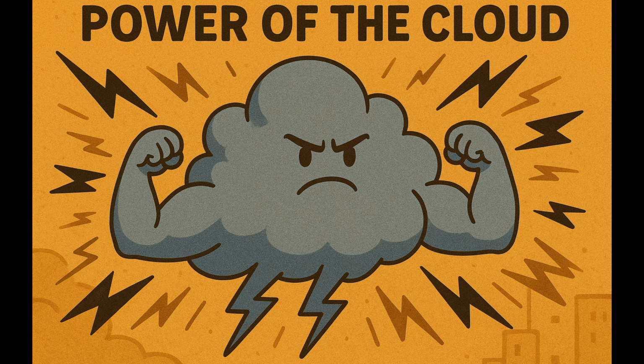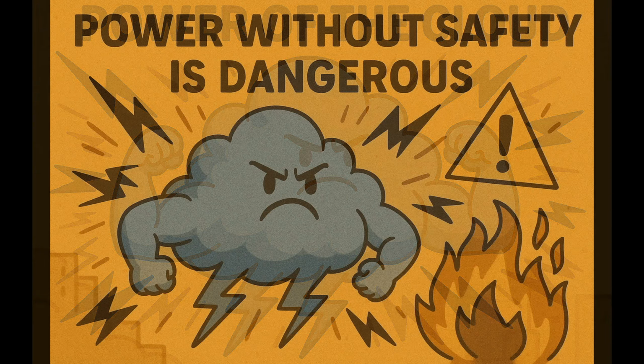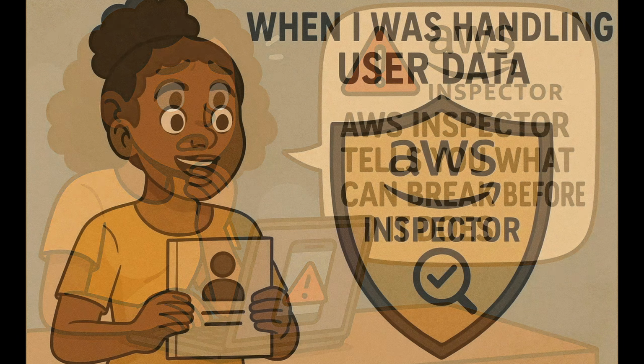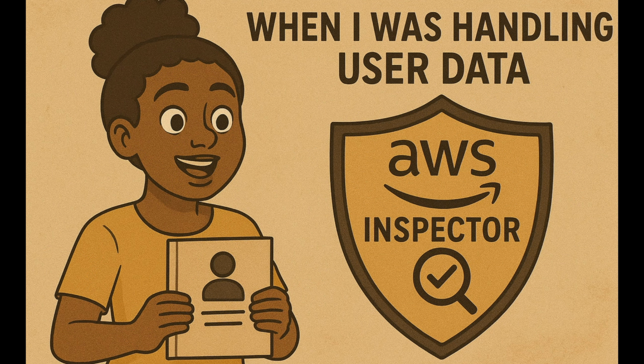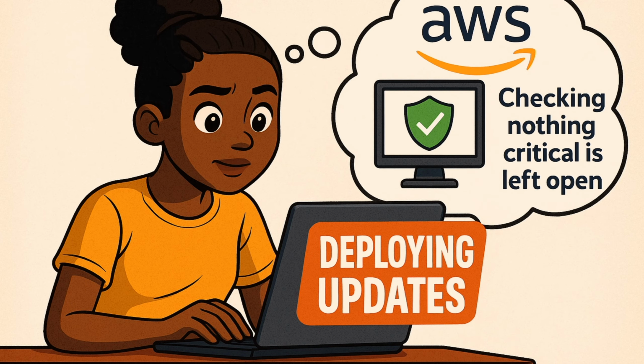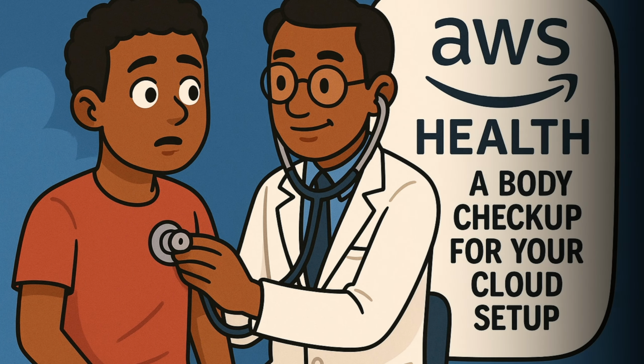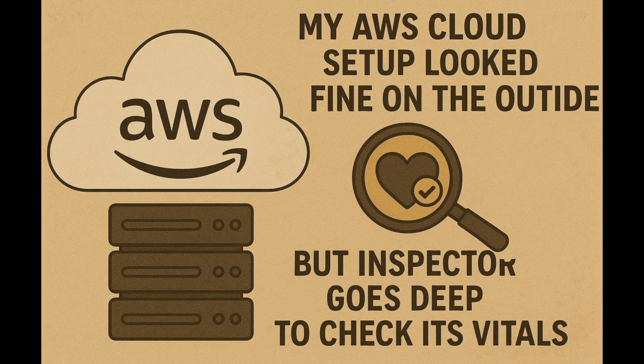Now let's get real. The cloud is powerful, but power without safety? Now that's dangerous. So why is AWS Inspector so important? If you're running an app, it tells you what can break before it actually does. If you are handling user data, it helps you protect their trust. If you're deploying updates, it checks that nothing critical is left open. Think of it like a body checkup for your cloud setup. You may look fine on the outside, but the inspector goes deep to check your vitals.